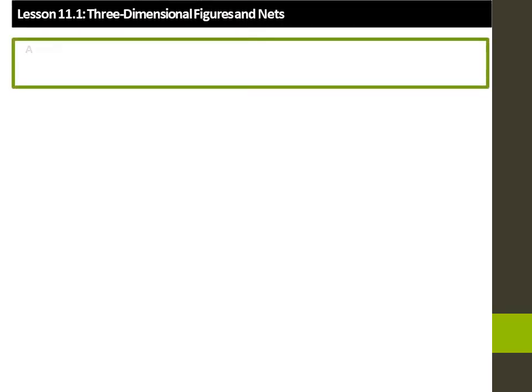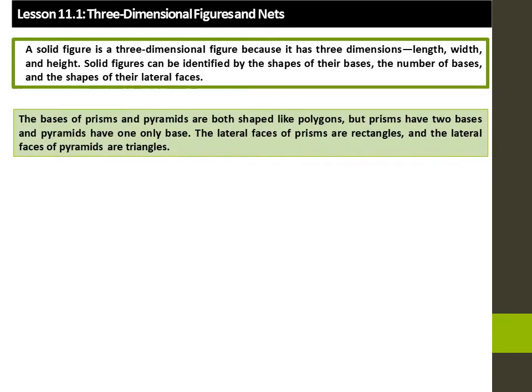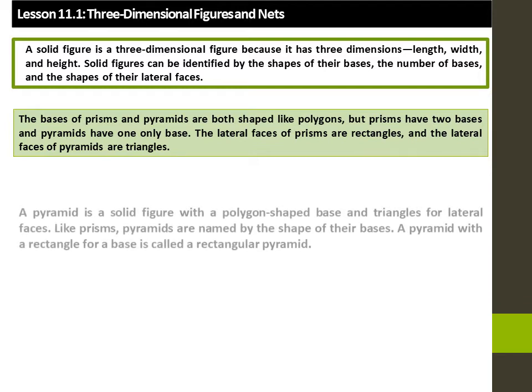Three-dimensional figures and nets. A solid figure is a three-dimensional figure because it has three dimensions: length, width, and height. Solid figures can be identified by the shapes of their bases, the number of bases, and the shapes of their lateral faces. The bases of prisms and pyramids are both shaped like polygons, but prisms have two bases and pyramids have only one base. The lateral faces of prisms are rectangles, and the lateral faces of pyramids are triangles.